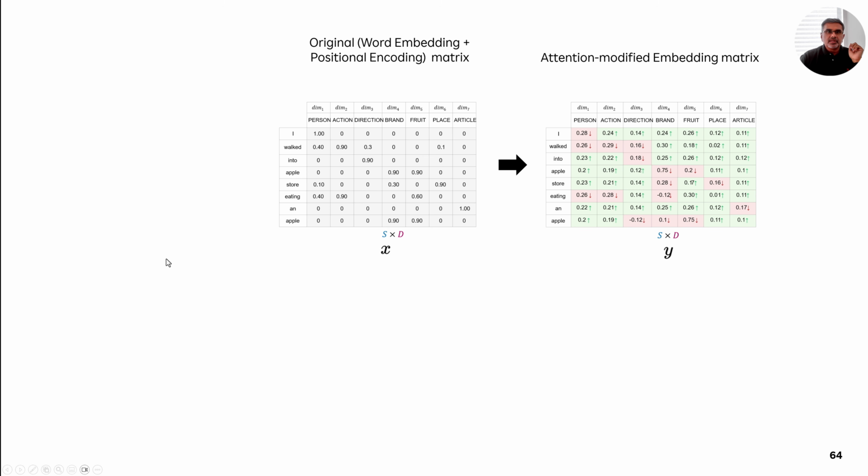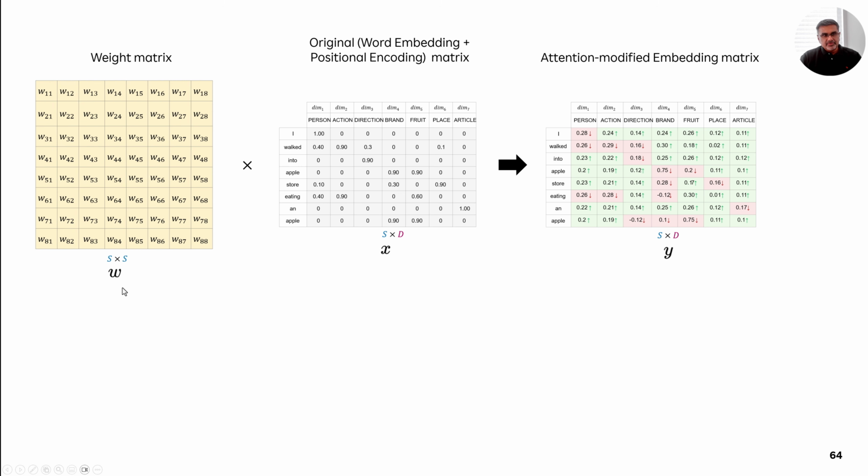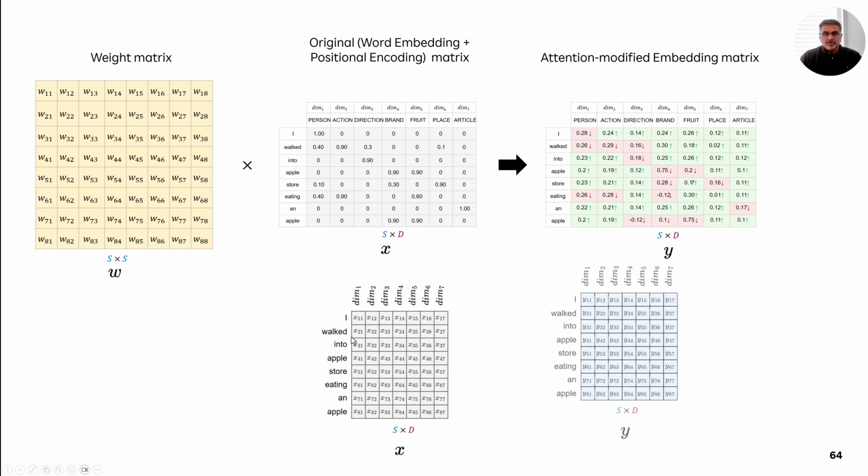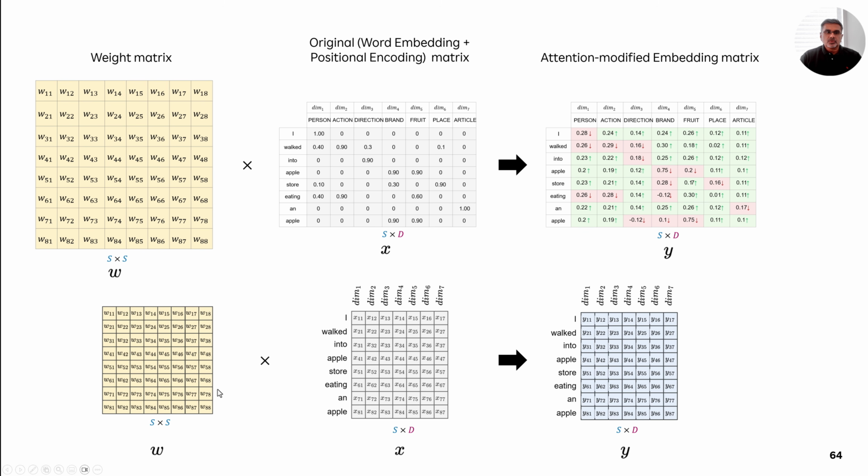So, let's say the original word embedding matrix is represented using the variable X. And what I want the self-attention calculator to do is create this attention-modified embedding matrix, and let's call it Y. So, how do you take a matrix X, which is an S cross D matrix, and convert it into Y? Well, you can do that by defining a weight matrix, let's call it W. If I multiply W with X, I can get Y, right? So if I present it this way, I take W, this gold matrix, which is a weight matrix. If I multiply W with X, I get Y. That is what I want to do.